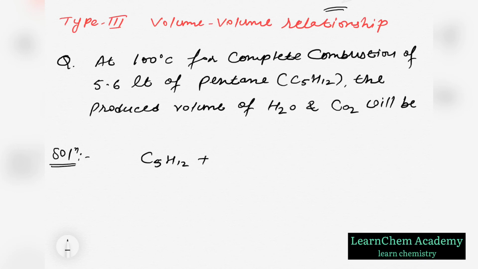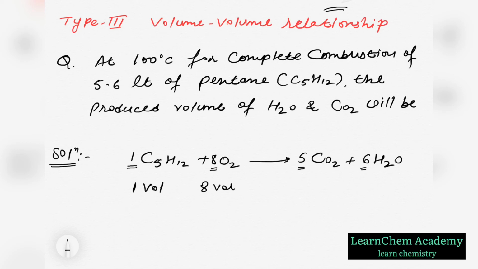So C5H12 reacts with oxygen and forms CO2 and H2O. The balanced equation: 1 mole reacts with 8 moles of oxygen and forms 5 moles of CO2 and 6 moles of H2O. By the stoichiometric coefficients, 1 volume of pentane reacts with 8 volumes of oxygen and forms 5 volumes of CO2 and 6 volumes of water. So 1 liter reacts with 8 liter of oxygen and forms 5 liter of CO2 and 6 liter of water vapor.